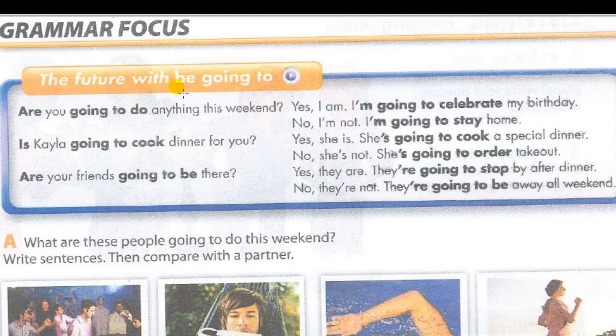The future with be going to. Question, answer. Question: Are you going to do anything this weekend? Yes, I am. I'm going to celebrate my birthday. No, I'm not. I'm going to stay home.